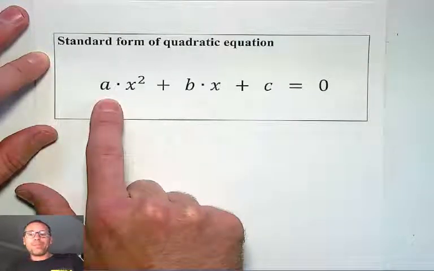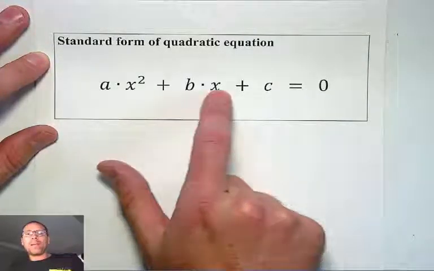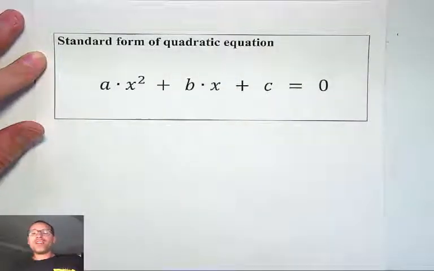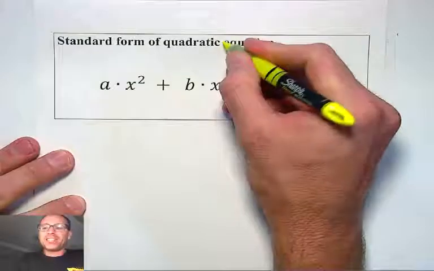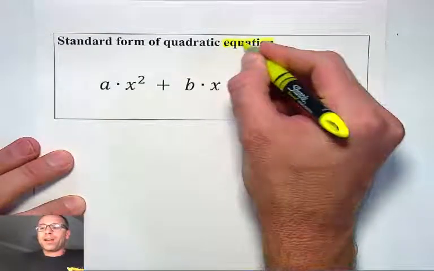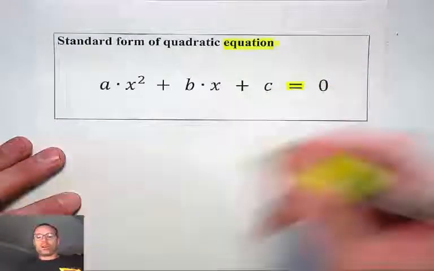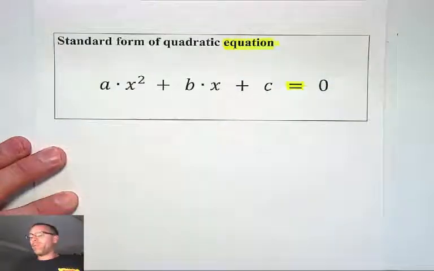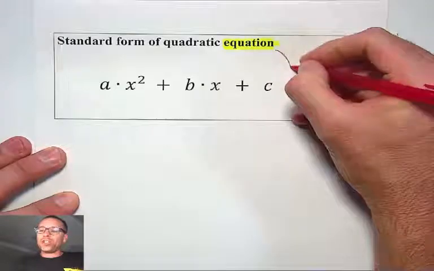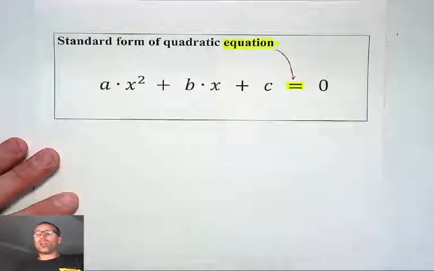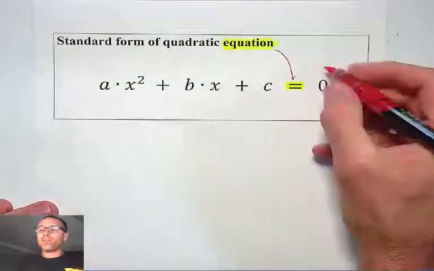ax squared plus bx plus c equals 0. We know that this is an equation because it has an equal sign. We've talked about that in a previous lesson. Every single time we see an equal sign in a mathematical statement, we're going to call that an equation. In the standard form of a quadratic equation, the right-hand side is 0.